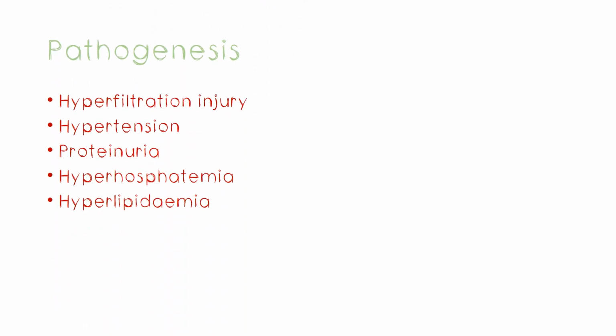CKD occurs due to a few pathological processes. When there is increased filtration through the glomeruli, there is damage to them and they become fibrosed. Then, the remaining glomeruli need to work extra hard to get the same effect, so the hyperfiltration will further increase, leading to damage of the remaining glomeruli as well. This becomes a vicious cycle, leading to kidney damage.